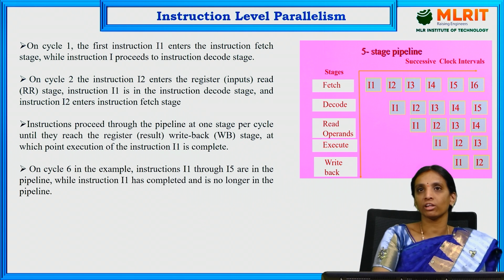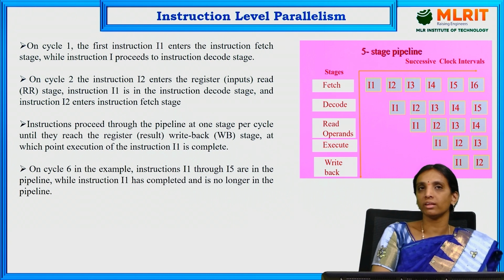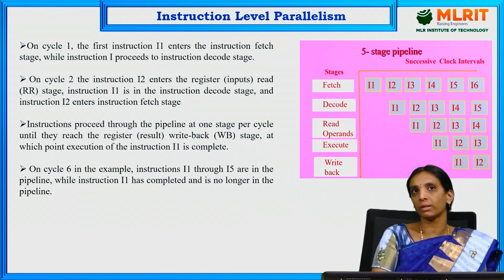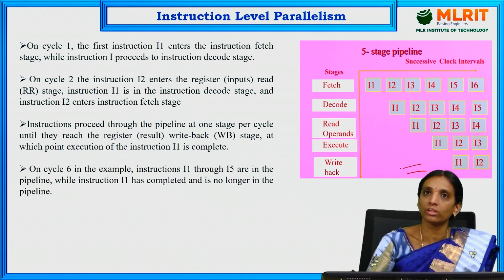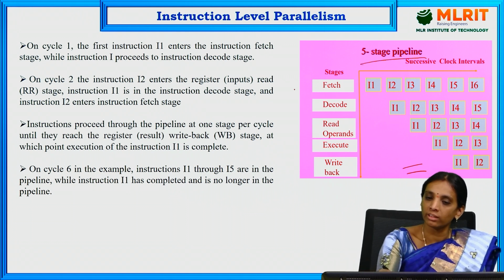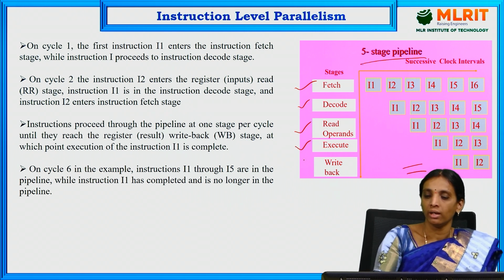So next, instruction level parallelism. Instruction level parallelism means we use the pipelining architecture in the ARM processor to develop the instruction level parallelism. This is the pipelining procedure. Here we have used 5-stage pipelining. In the first stage we fetch the instruction. In the second stage we decode the instruction. In the third stage we read the operands. In the fourth stage we execute the instruction. And in the fifth stage we write back the data.